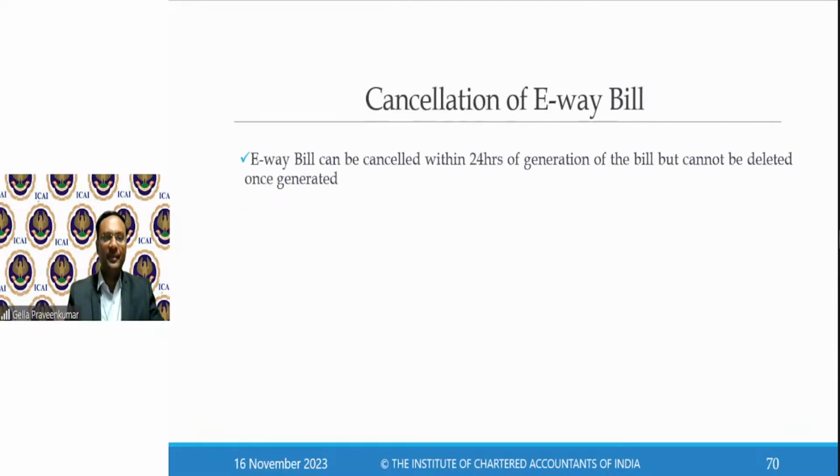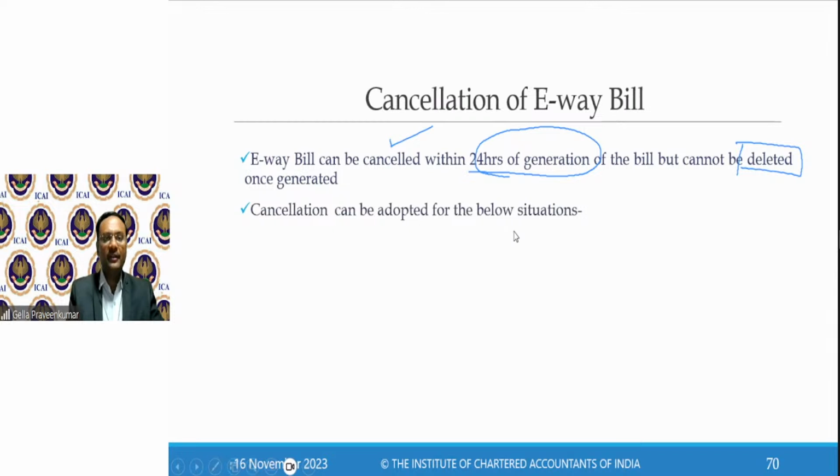Cancellation of e-way bill. Now, I prepared an e-way bill. After a point in time, I realized that this e-way bill is not required. So, law says that an e-way bill can be cancelled within 24 hours of generation, but cannot be deleted once generated. Deletion is not there. Cancellation is there. This is what GST law says.